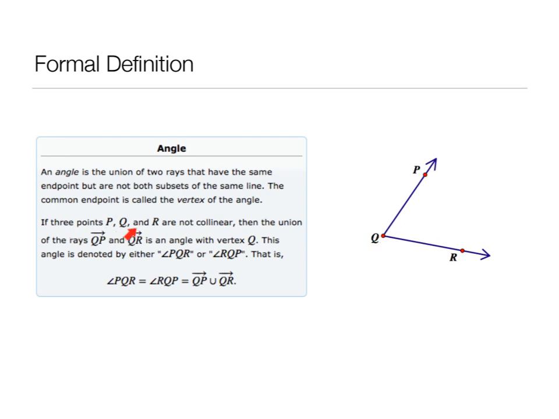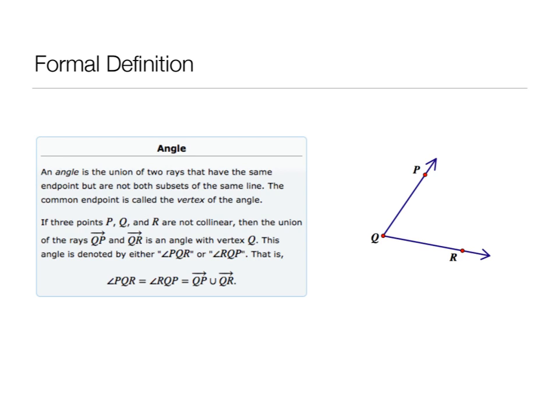If 3 points P, Q, and R are not collinear, then the union of the rays QP and QR is an angle with vertex Q. This angle is denoted by either angle PQR or angle RQP. So notice that those are two names for the same angle. The vertex is always the middle letter. So the angle is the union of those two rays.